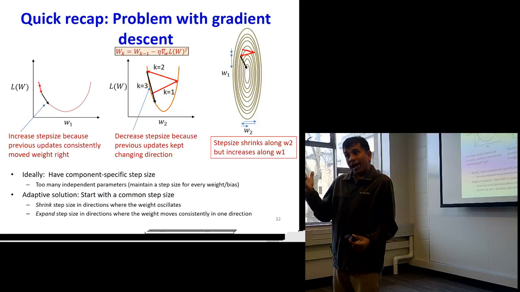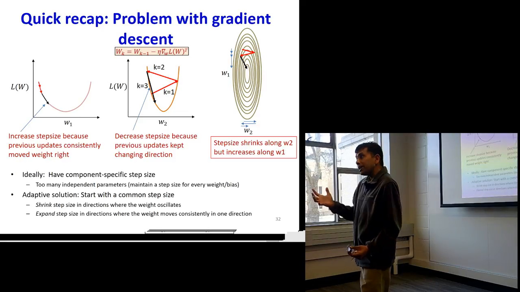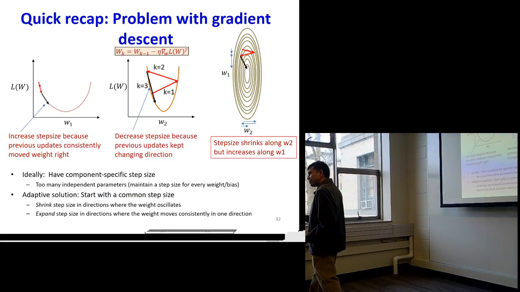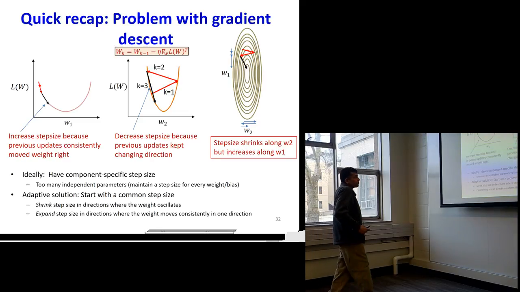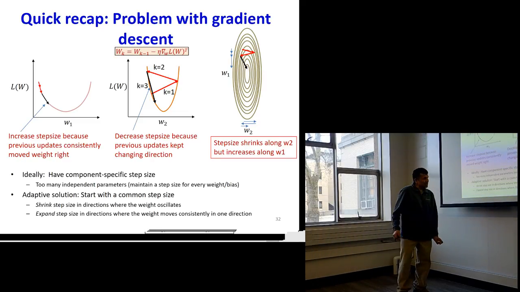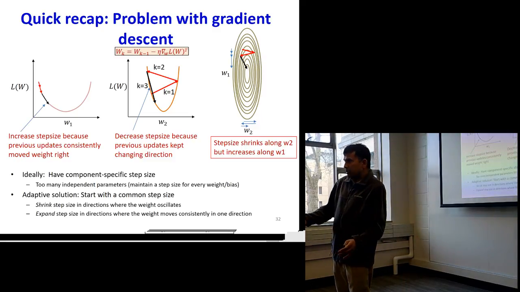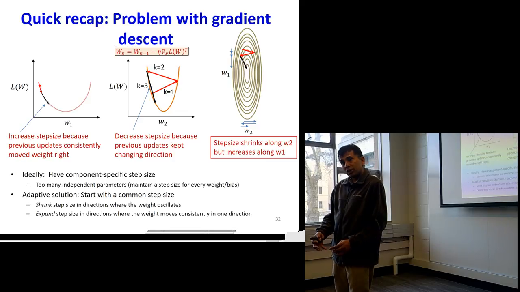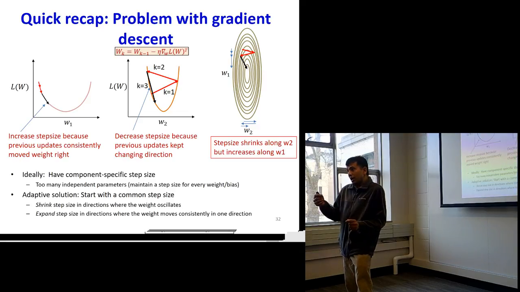Just housekeeping, it's computationally expensive. I'm going to have to keep track of millions of different step sizes and update them and so on. So that's really not a very nice solution. And there's a lot of guesswork to do for each parameter as well. Ideally, what we would like to do is start with a common step size and adaptively figure out whether to shrink or increase the step size based on the behavior of the parameter. So we could do this individually in an adaptive manner.